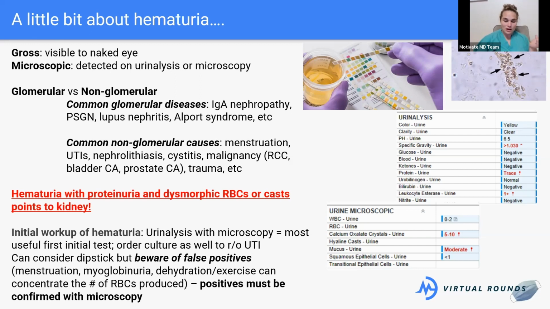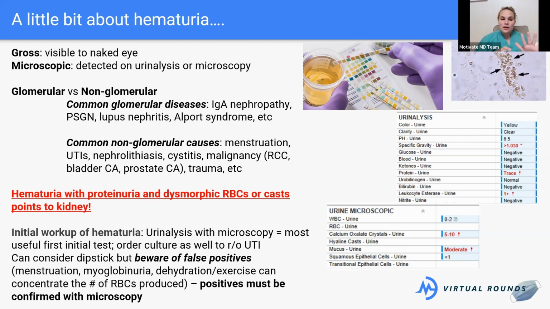Two, you have non-glomerular causes, so non-kidney causes. Those could be menstruation. Obviously, when women are menstruating, you can see gross hematuria. UTIs, kidney stones, bladder infections. Malignancy is one we're obviously worried about: renal cell carcinoma, bladder cancer, prostate cancer, and then trauma. So that's kind of what you want to do.